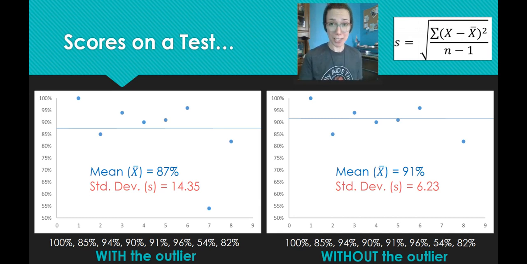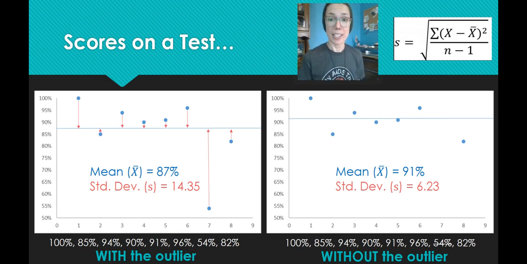However, the standard deviation calculation tells me a very different story. It tells me that there's something else going on here. There's something else happening in these numbers because the standard deviation with the outlier is over double the one without the outlier. So let's visualize that. Let's take a look at what that means.